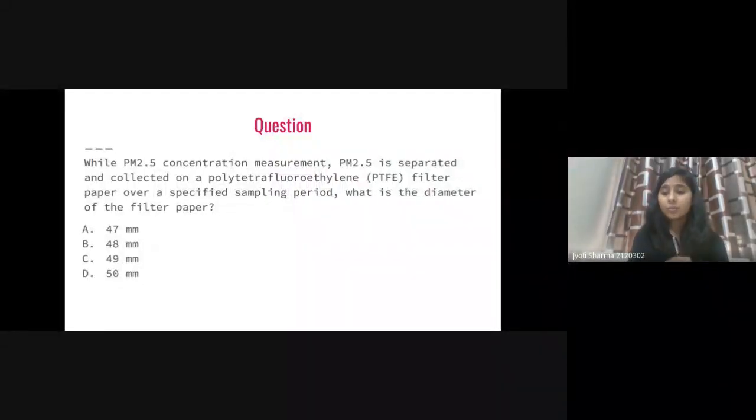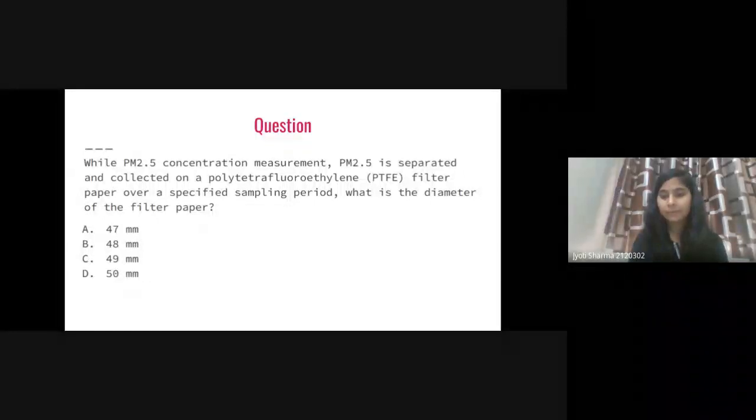Anyway, so we need filter paper, right? And that filter paper is made of the material PTFE, polytetrafluoroethylene, so that we have the dust or the particulate matter 2.5 on it. So we want to know the diameter of that filter paper. We have four options: 47 mm, 48 mm, 49 mm, and 50 mm.